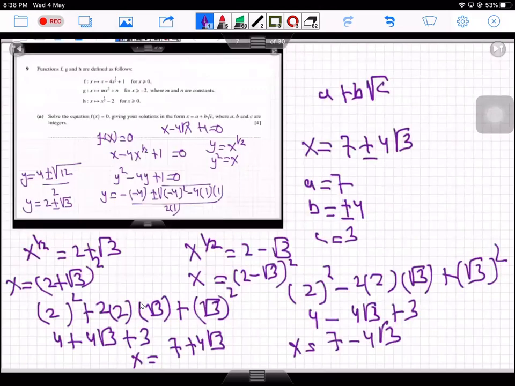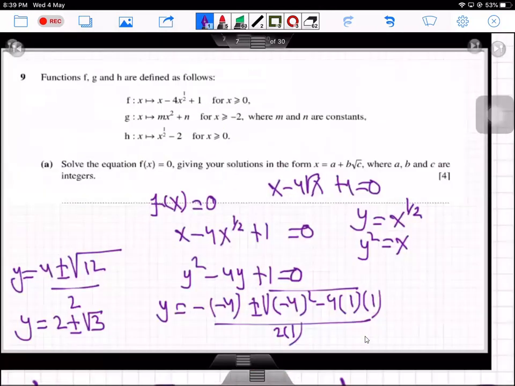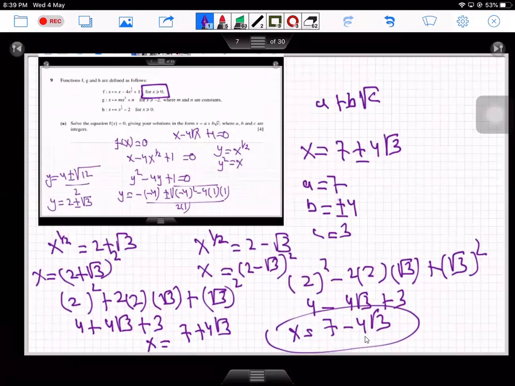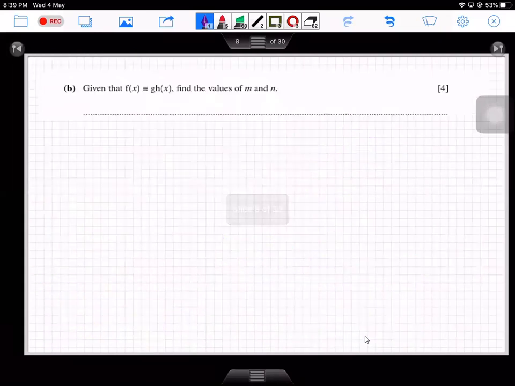As far as question number 9, part A is concerned, x is equal to 7 minus 4 root 3. This will give you a positive value. If it was giving you a negative value, this would definitely be ignored because the domain is that x is greater than or equal to 0. So the answer to part A, both values of x will be acceptable since both are positive. As far as part B is concerned, given that fx equals this composite function ghx, find the values of m and n.